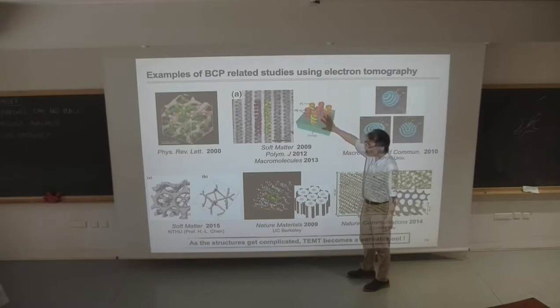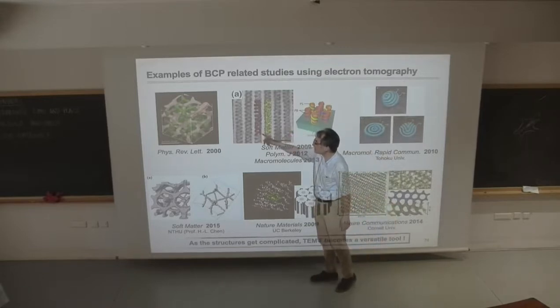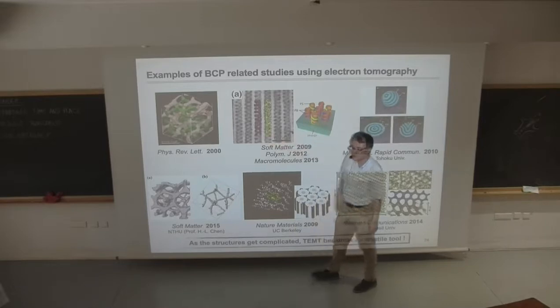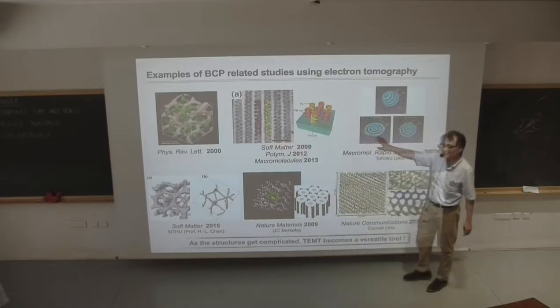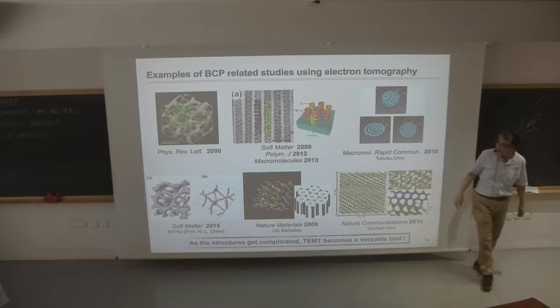So this is not a sample we synthesized, of course. Somebody else synthesized it, and they struggled with structural characterization. By doing electron tomography, we know that this is a two-strand helical structure. Unfortunately, we have left-handed and right-handed at the same time, so we cannot have control at this moment. It would be nice if we had all left-handed or all right-handed, but unfortunately, we cannot do that right now.